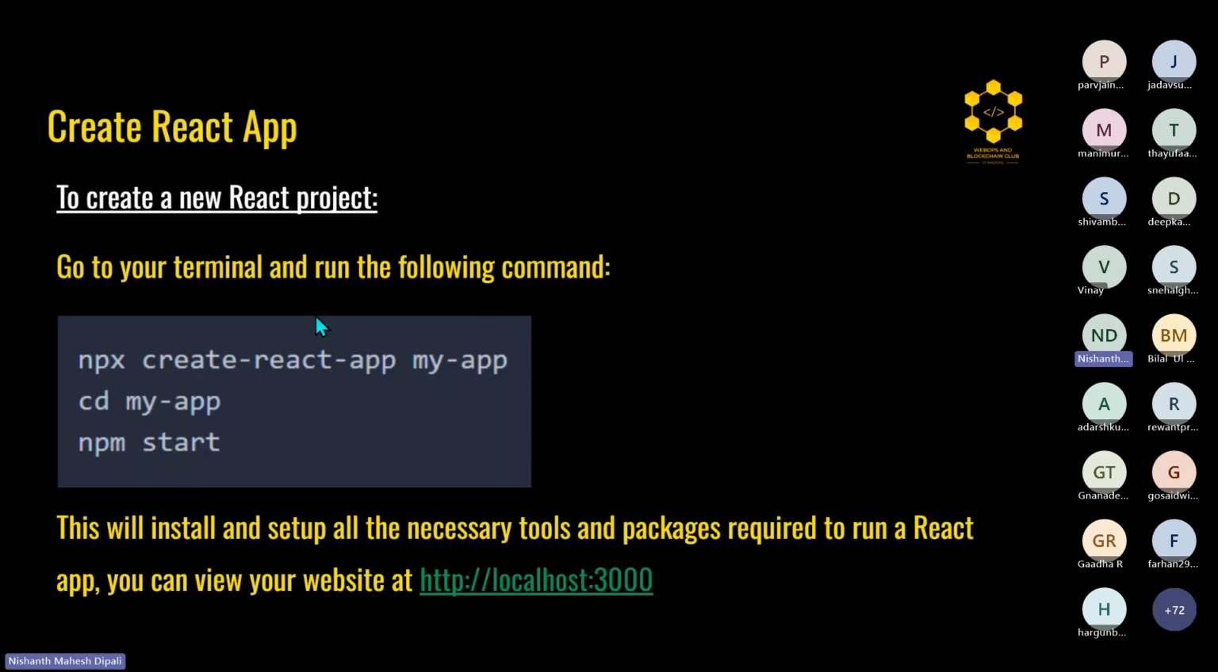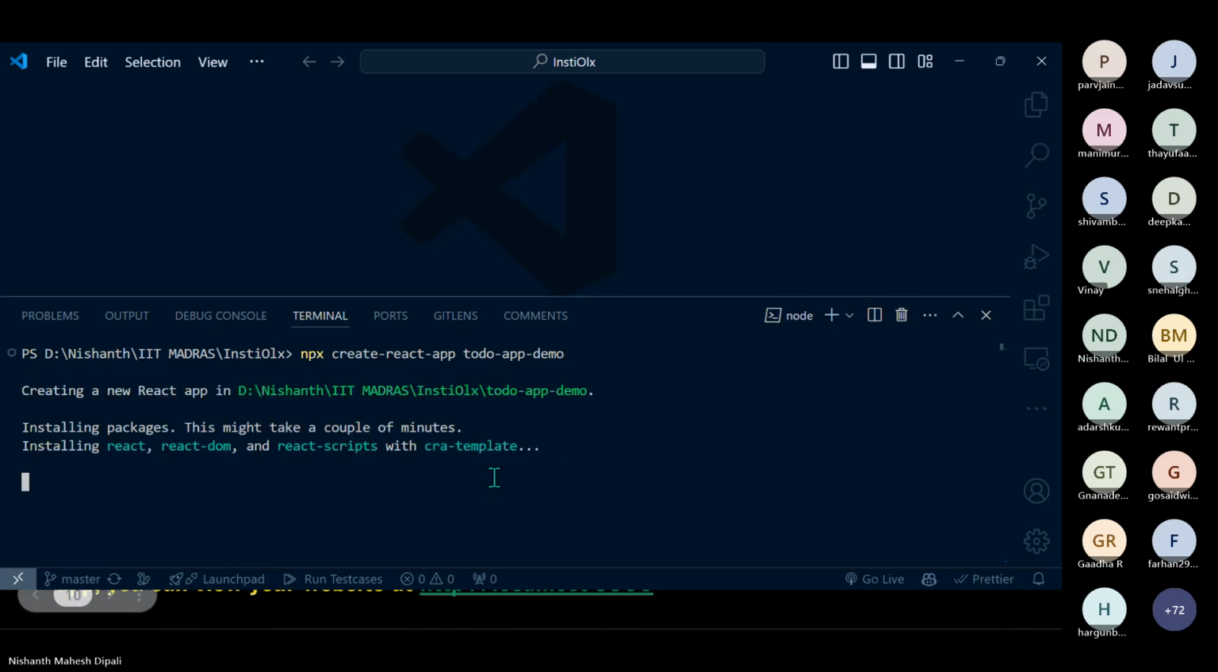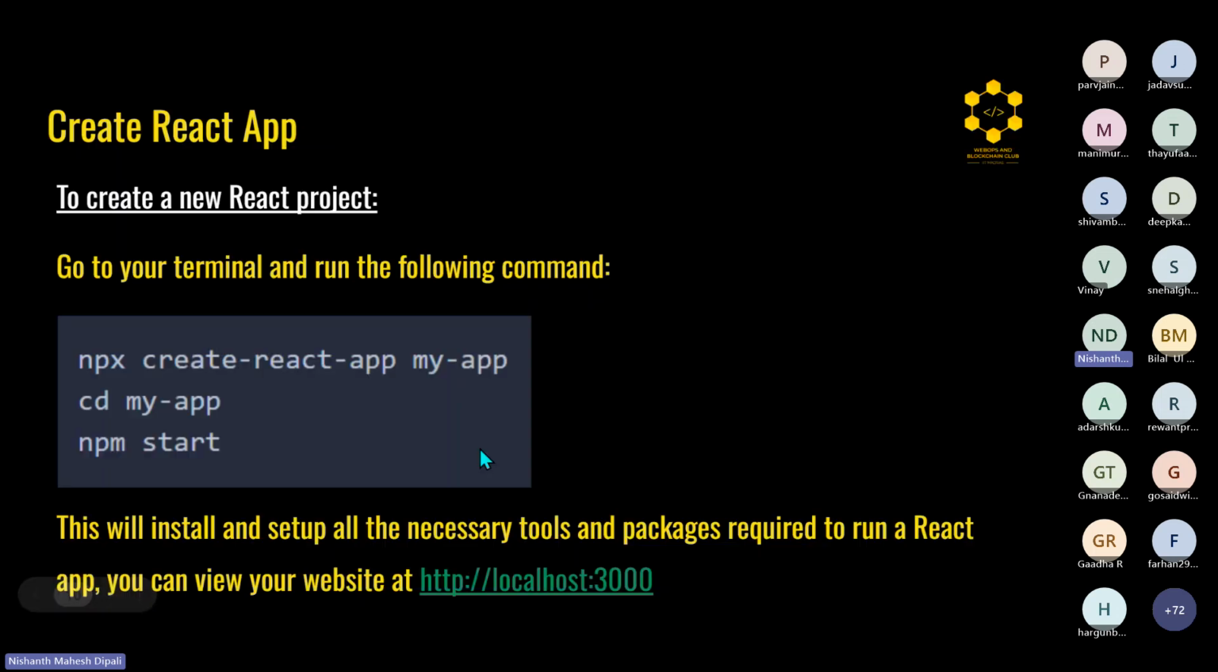So basically moving ahead, what we'll do is we'll see how to create a new React app quickly. So the most famous command would be to do npx create-react-app and the name of your project. So we'll do just that now. Basically npx create-react-app, and I'm naming my project todo-app-demo. This will take some time to run. So if anybody is doing it, just do it along.